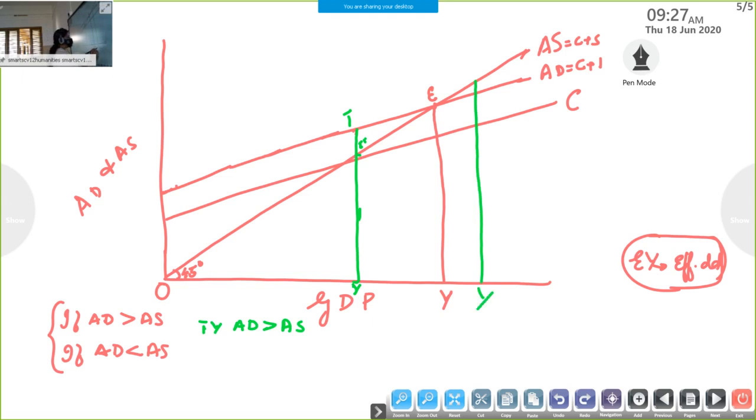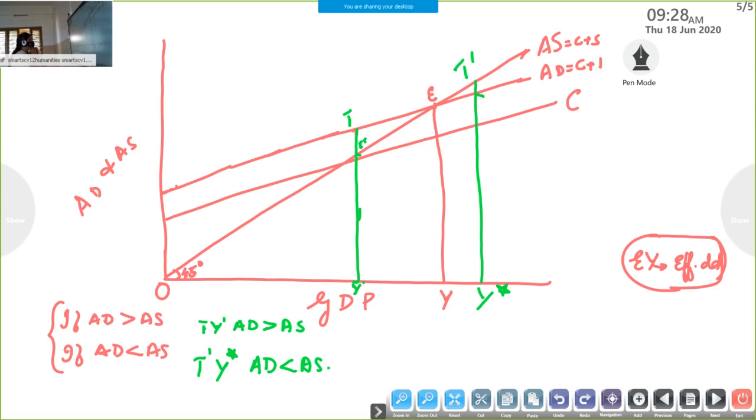So I am giving here Y star, here better Y dash, T dash. So line T dash Y star shows how we can write. This is AD and this much is AS. So here AD is less than AS. Then you have to explain one by one.